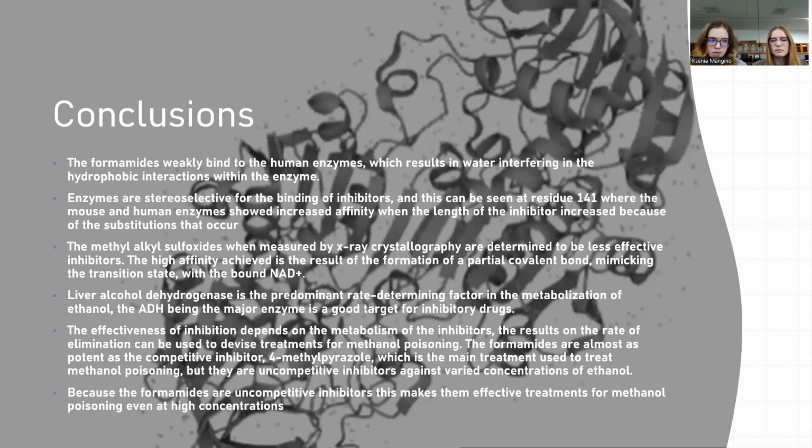The formamides are almost as potent as the competitive inhibitor 4-methylpyrazole, which is the main treatment used to treat methanol poisoning. But they are uncompetitive inhibitors against varied concentrations of ethanol. Because the formamides are uncompetitive inhibitors, this makes them effective treatments for methanol poisoning, even at high concentrations.